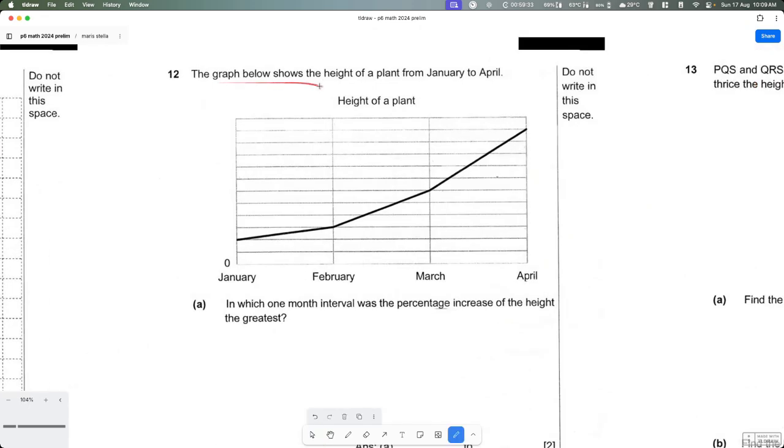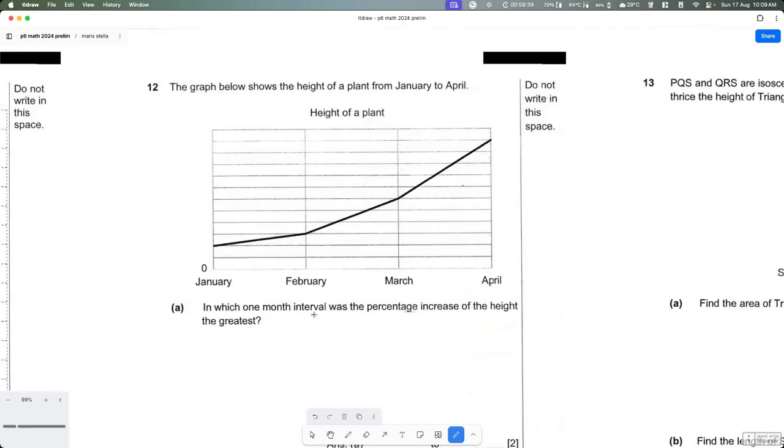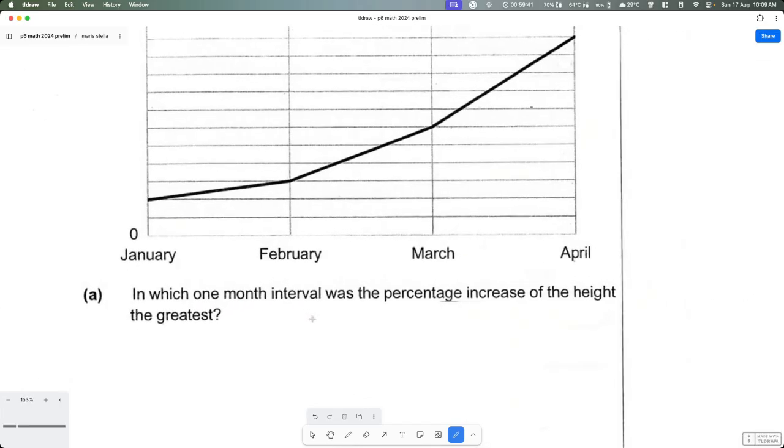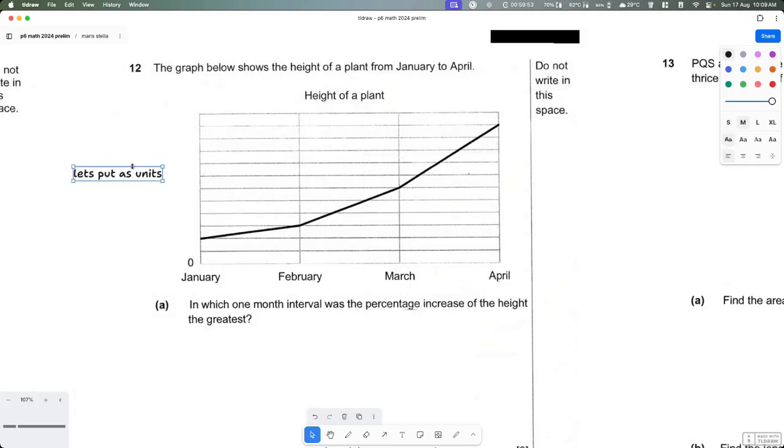The graph below shows the height of the plant from January to April. In which 1 month interval was the percentage increase of the height the greatest? Okay, so from here it doesn't tell us what's the height. So let's put units. We can just put 0, then 1, and then 2, in this case over here. So we have January, which is 2. I'm going to put 2 here.